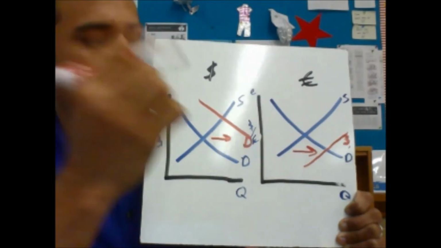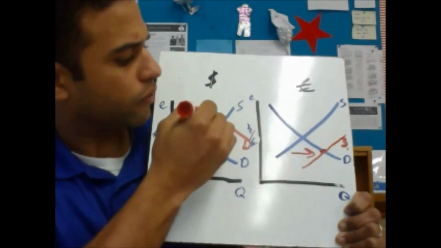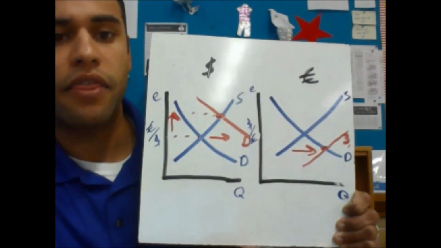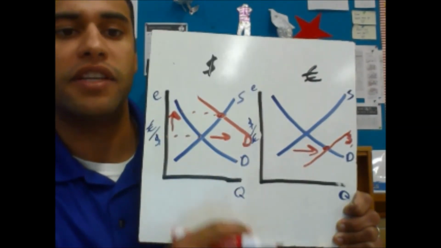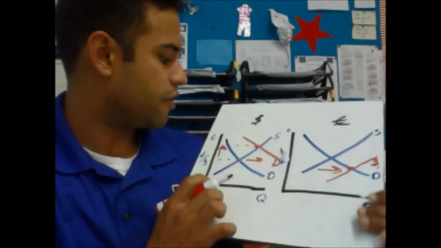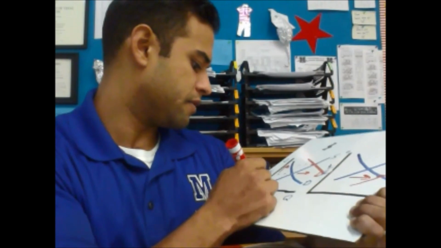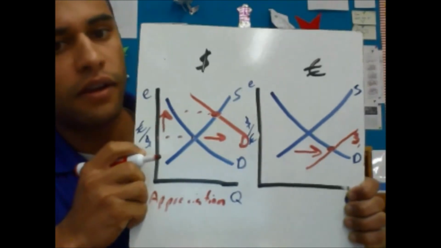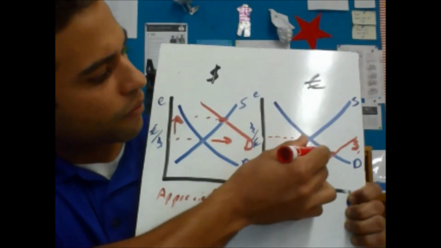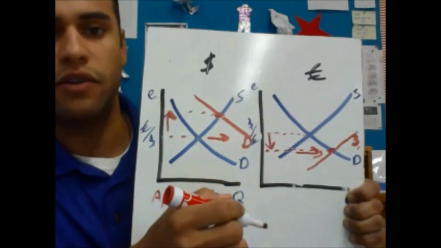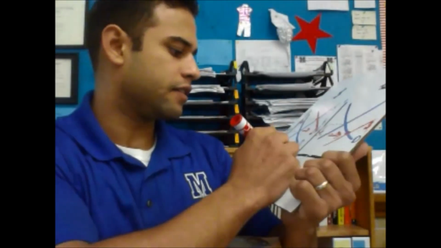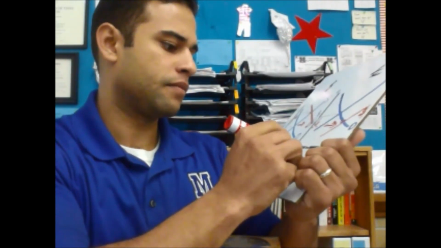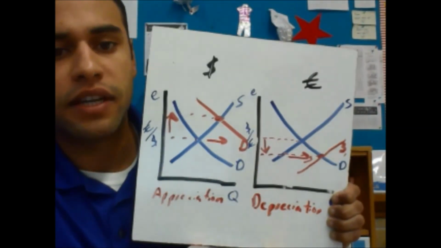What's the result? Well, we have new equilibriums in both graphs. The first graph, the dollar graph, shows that the price of dollars went up, or the exchange rate of dollars went up. This is known as appreciation. The dollar just appreciated. For our euro graph, we can see that the exchange rate went down. That's known as depreciation. And that's where I want to stop today, okay?